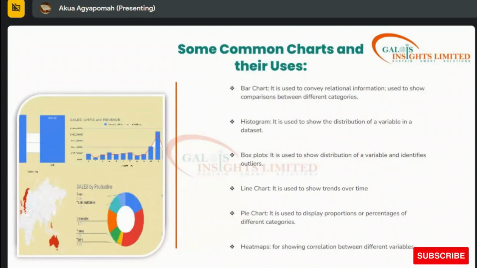And then we have the most common and the most abused chart, that's the pie chart. It's like everybody wants to use pie charts. Everywhere you see pie charts, every visualization there is a pie chart. It is usually abused, and it is used to display proportions or percentages of different categories. And then we have the heat maps, which are used to show correlations between variables in your data set. And then we have the scatter plots, which are used to show relationships between two continuous variables.